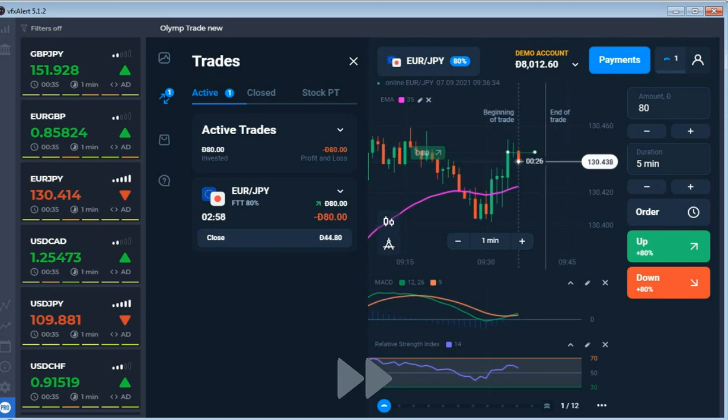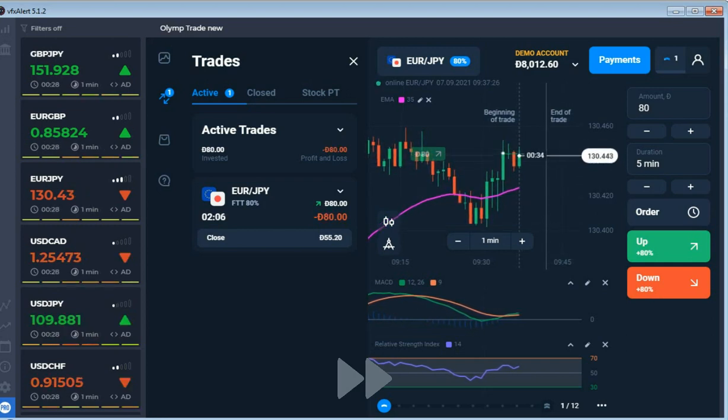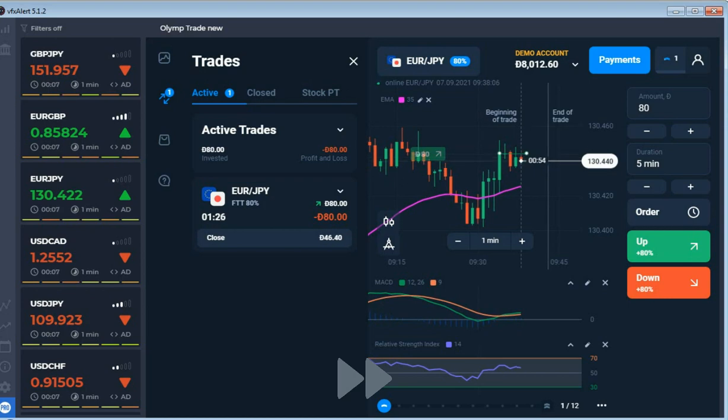You can also use average true range as an auxiliary indicator. It shows well the cyclical growth and fall of volatility. The highest volatility of the pair is in the European session.